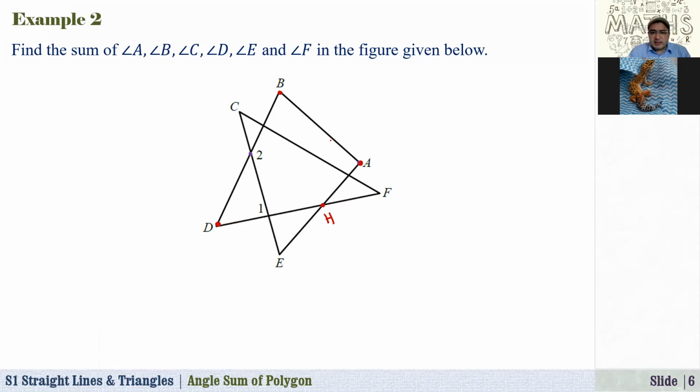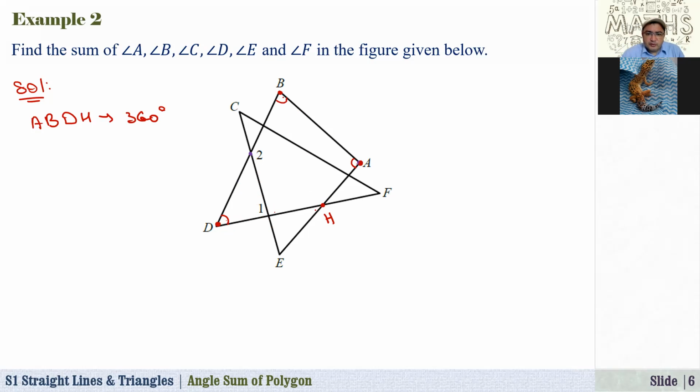So the sum of the angles A, B, D, H is equal to 360 degrees, because if you look at the quadrilateral ABDH, the sum of the interior angles is equal to 360 degrees, right? Now, this one is angle A, this one is angle B, and this one is angle D. This angle is the exterior angle, right? I need to find H.